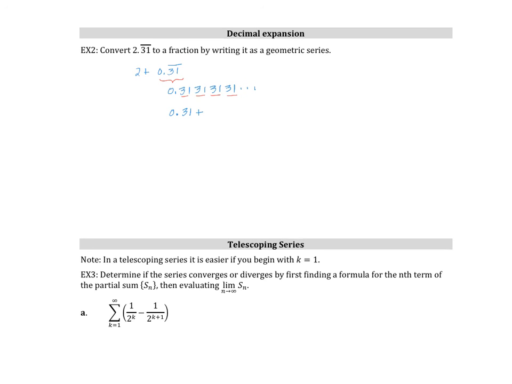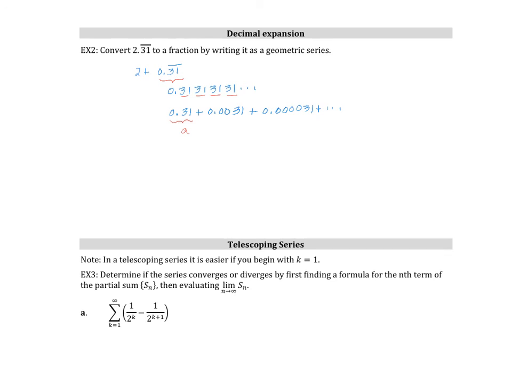And then if I look at the next term, I'm going to put in 2 zeros and then a 31. Plus, look at the next term, it's going to be 4 zeros, 1, 2, 3, 4, and a 31. So I can write this as an infinite sum. The 0.31 would be my A.